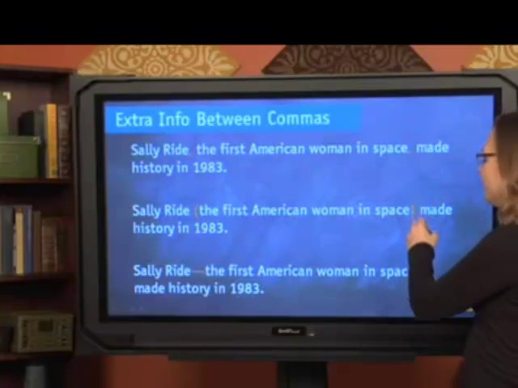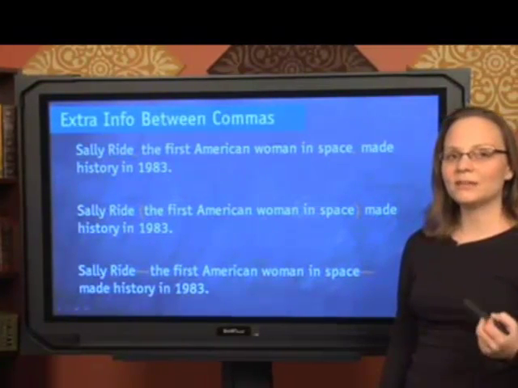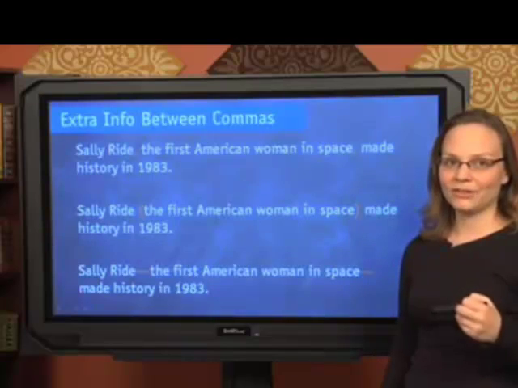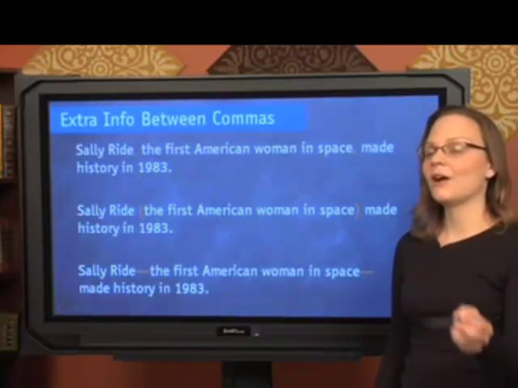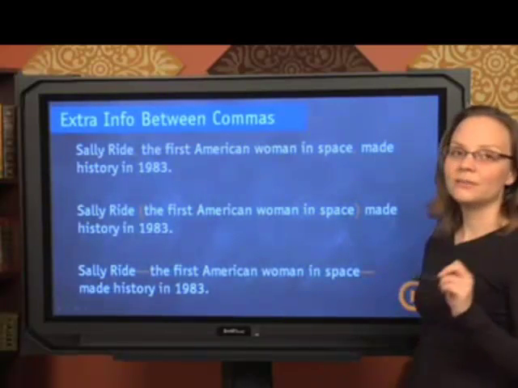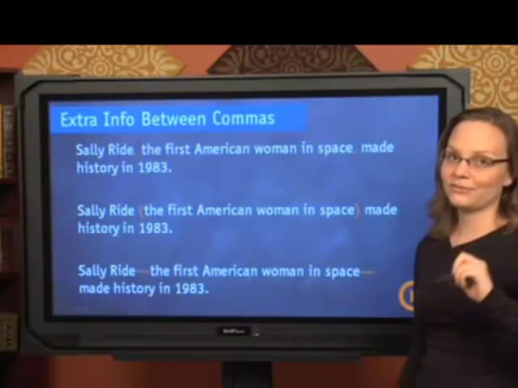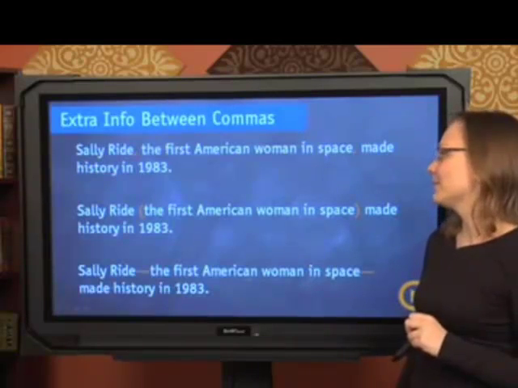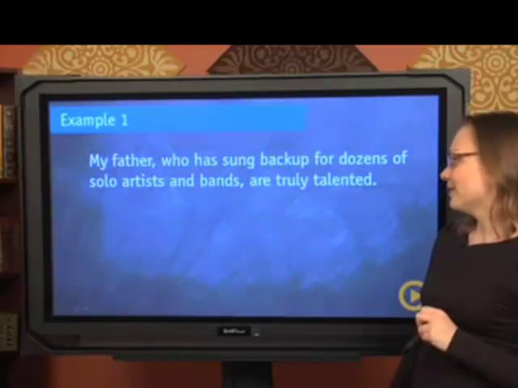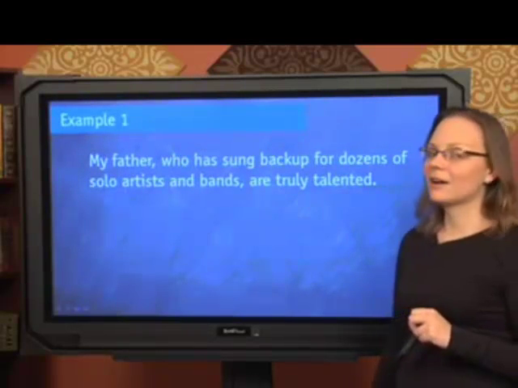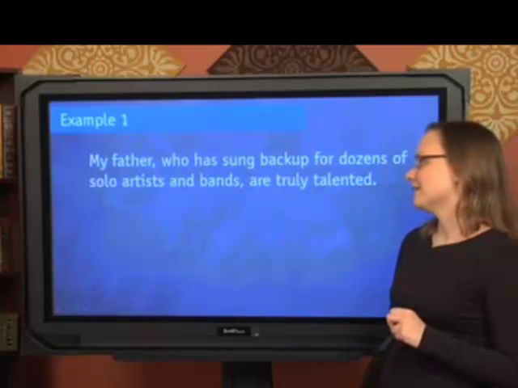Now, these probably won't appear on the SAT, but they're just ways of thinking about how this is extra information being thrown your way. Now, because it's extra information, you're going to be able to ignore it when looking for subject-verb agreement. Let's look at an example here. My father, who has sung backup for dozens of solo artists and bands, are truly talented.